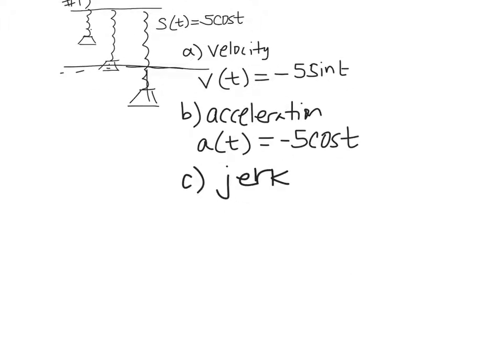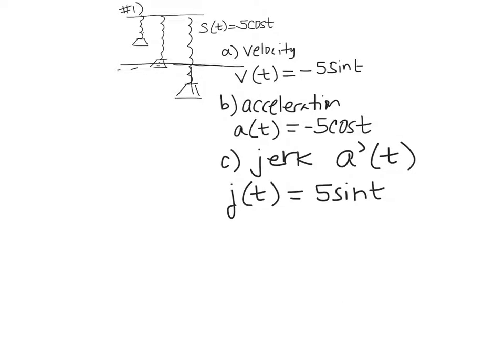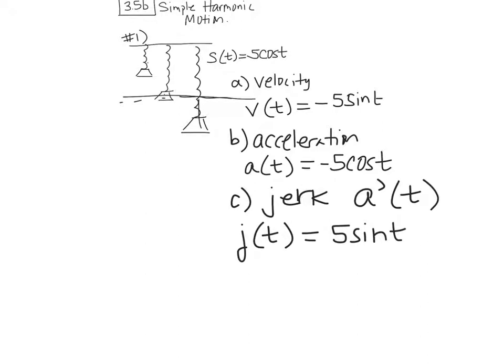Okay, the jerk. The jerk is the change in acceleration. So we can write j of t, and we just take the derivative of the one above. So negative 5 cosine t, then that would be positive 5 sine t. And if they ask you what the acceleration is at t equals pi over 2, they always give you nice radians and stuff. You just plug it into the acceleration formula. All right.